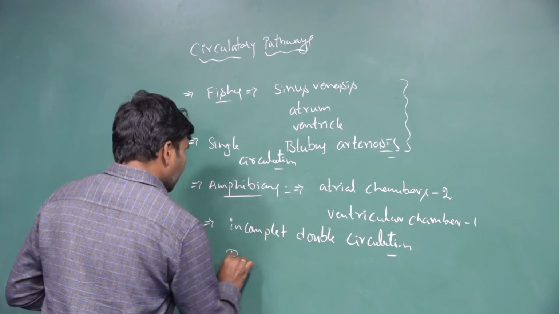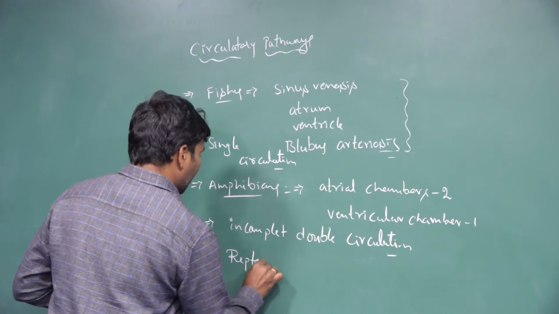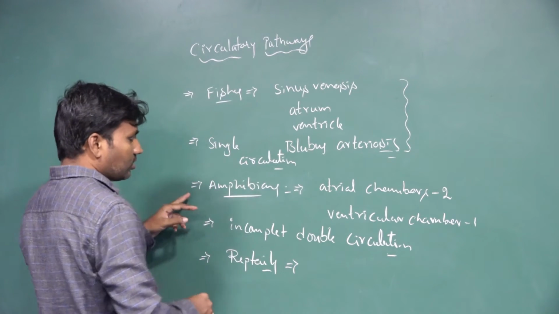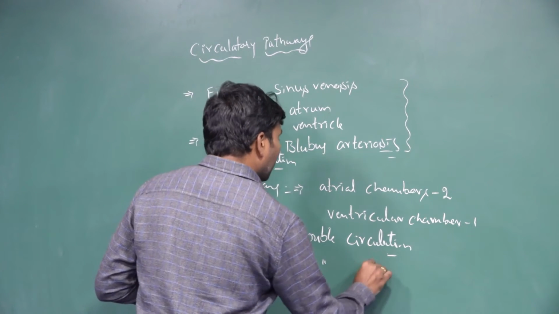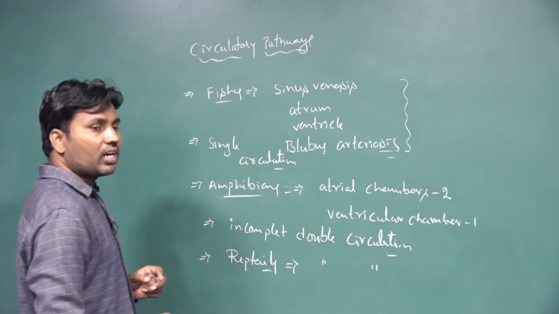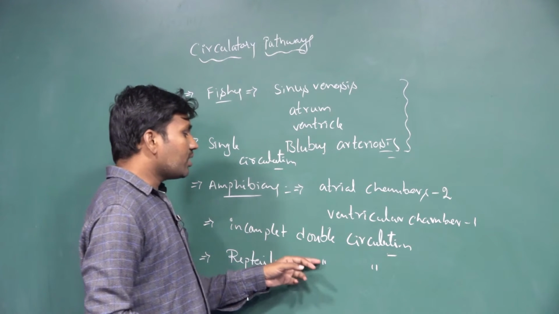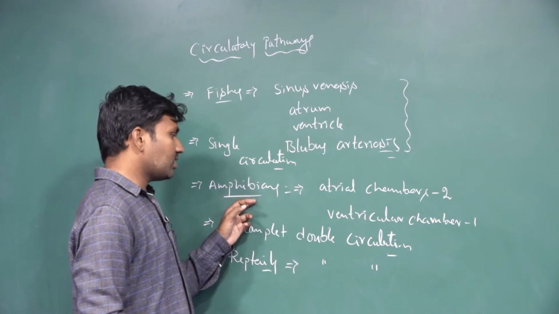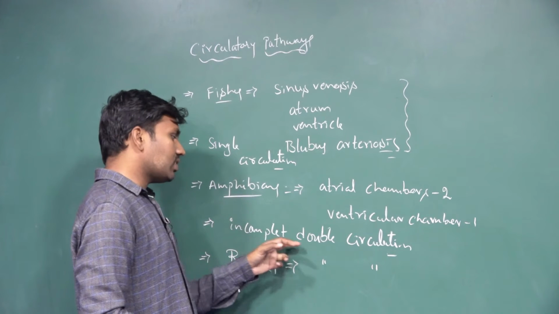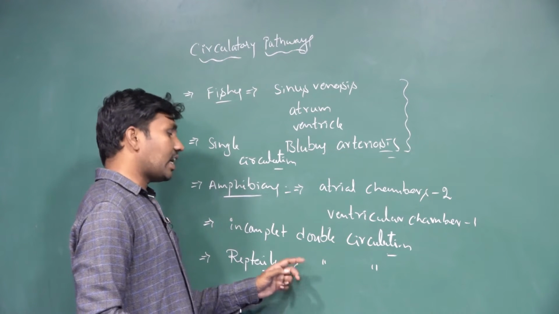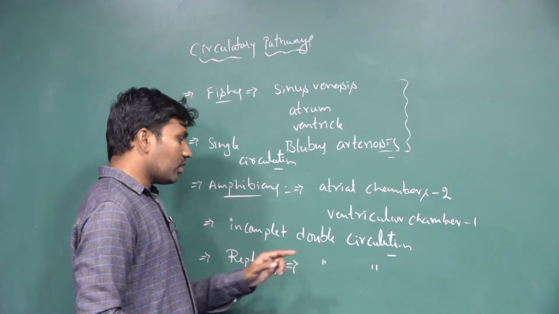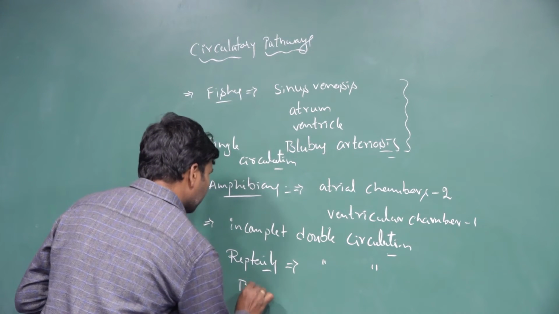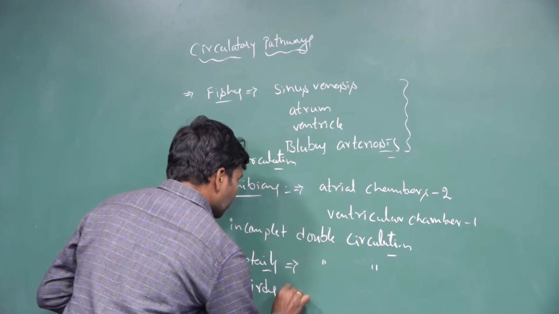Reptiles also, except the crocodilians, conduct double circulation. There also the blood mixes in the incompletely divided ventricle. So amphibians conduct incomplete double circulation, and reptiles also do, except the crocodilians. Crocodilians follow the double circulation. Then birds and mammals.